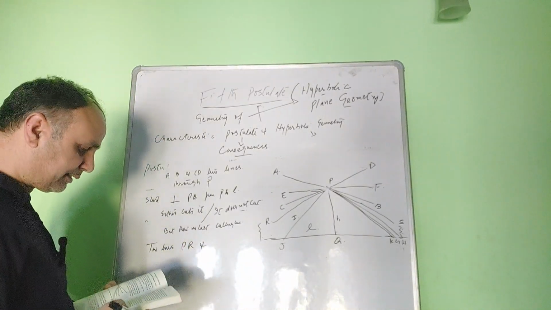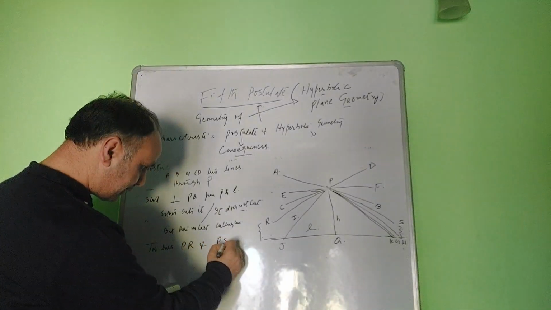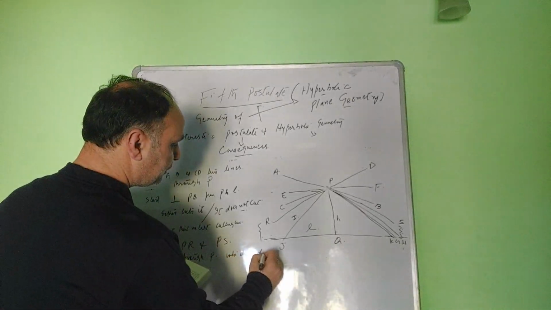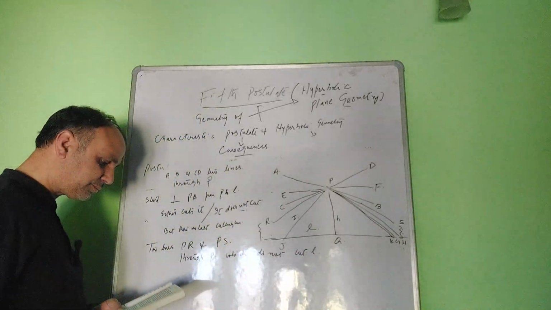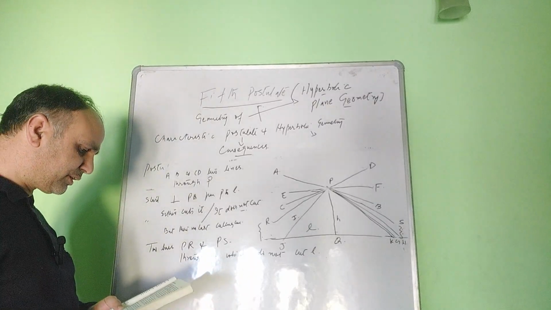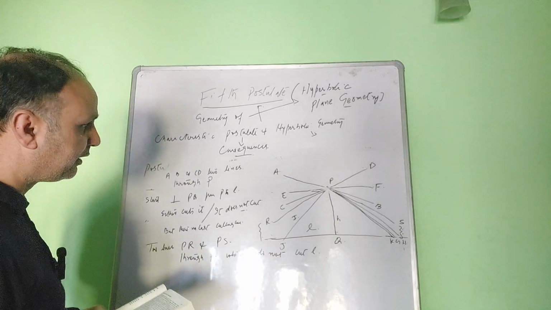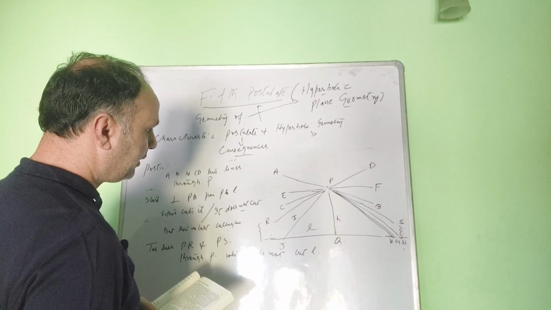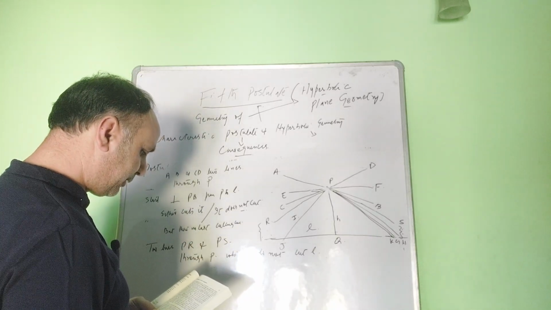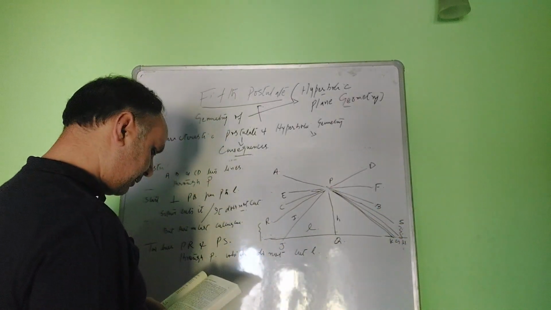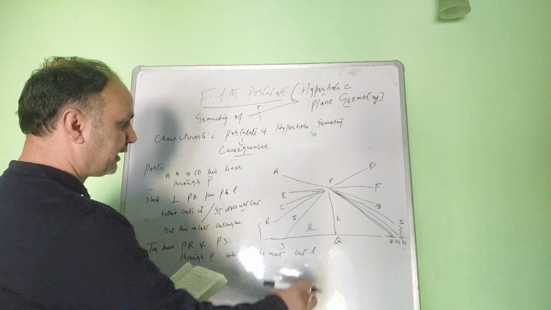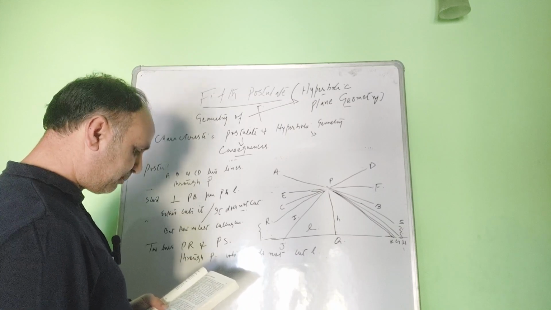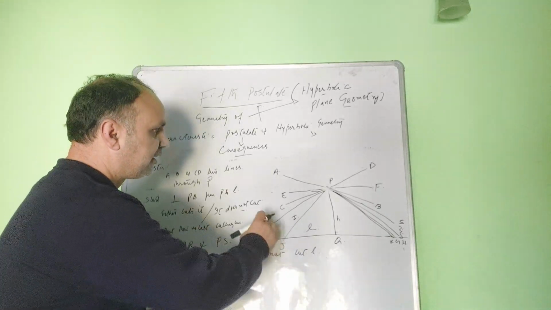PR and PS through P, which do not cut L, and which are such that every line through P lying within the angle RPS does cut L. Thus there are two lines PR and PS through P, which do not cut L, and which are such that every line through P lying between the angle RPS does cut L.